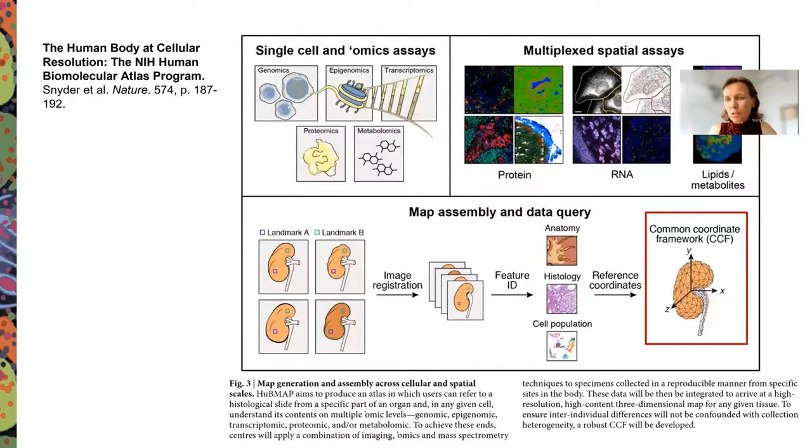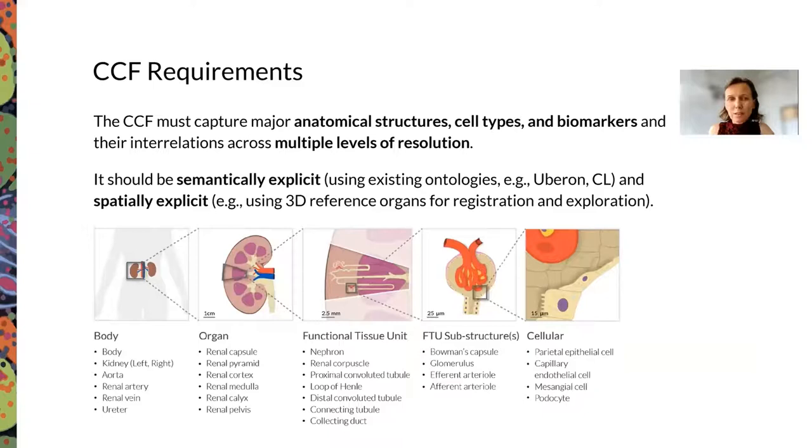And zooming into this so-called CCF, you get to see that we believe that the CCF must capture major anatomical structures, cell types, and biomarkers, but also their interrelations across multiple levels of resolution, so from the human body down to the single cell level. That's a lot of scales. And we are using functional tissue units, such as, for instance, here shown the glomeruli in the kidney, as a way to bridge between the whole body and down to the single cell level.